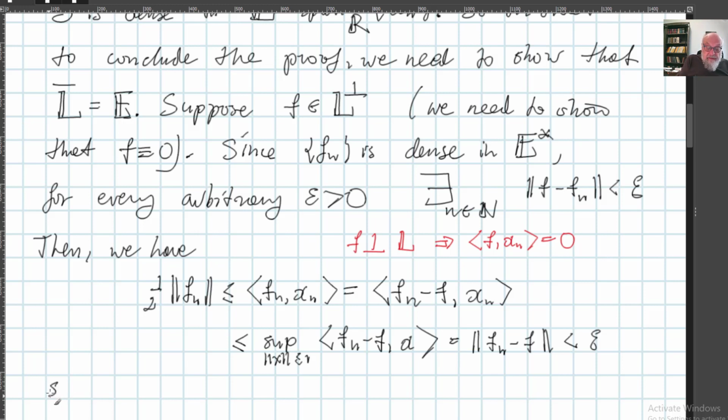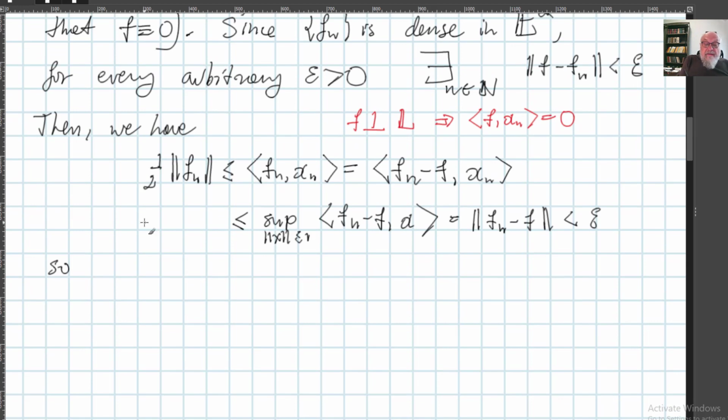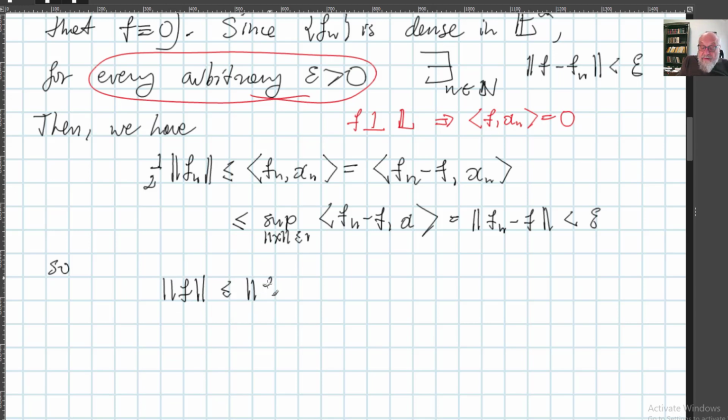So we can now continue, for any x, for this arbitrary epsilon. So remember, this is still an arbitrary epsilon. We have here that the norm of F can be written like this: the norm of F minus Fn, plus the norm of Fn.